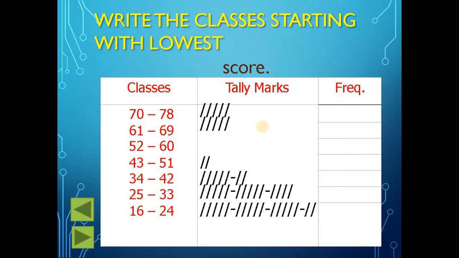And now, what do we do next? In our frequency, we are going to count how many numbers are from the tally. So in here, we have 5. We have 5. What about this? Yes, that's 0 or none. No tally. So here we have 2, 7, and we have the rest. So we put them into numbers. We get these numbers. So that is how we do the frequency.